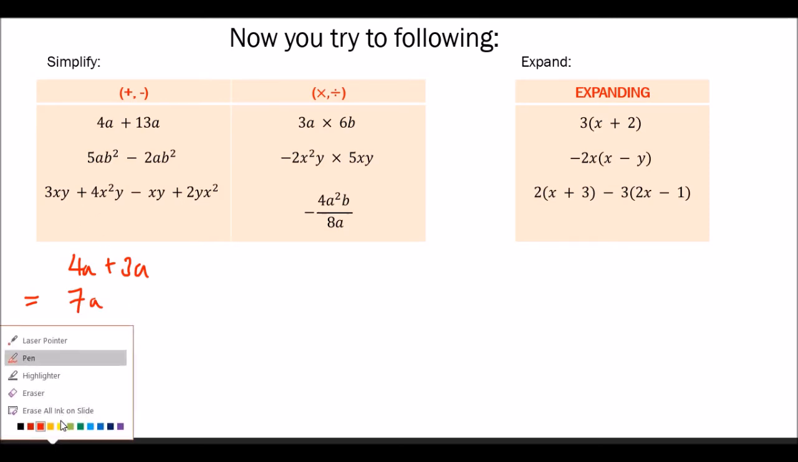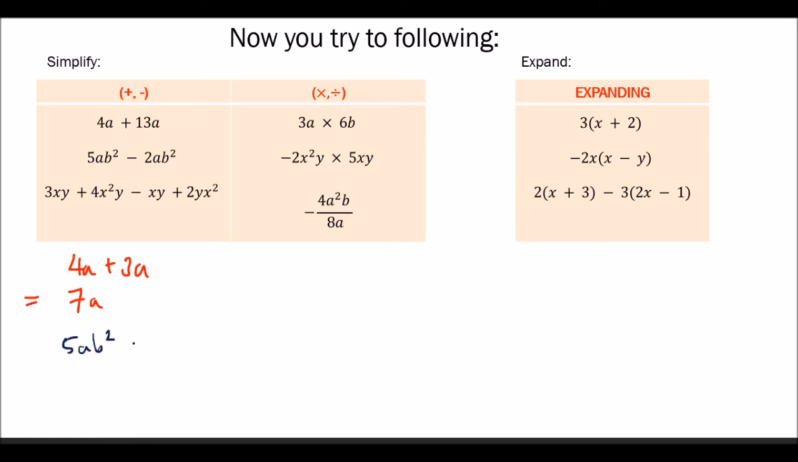Next one. Let's use a different color. 5ab squared minus 2ab squared. Nice and easy for this one. Again, just adding or subtracting the big numbers, the coefficients. So 5 minus 2, you're left with 3ab squared.